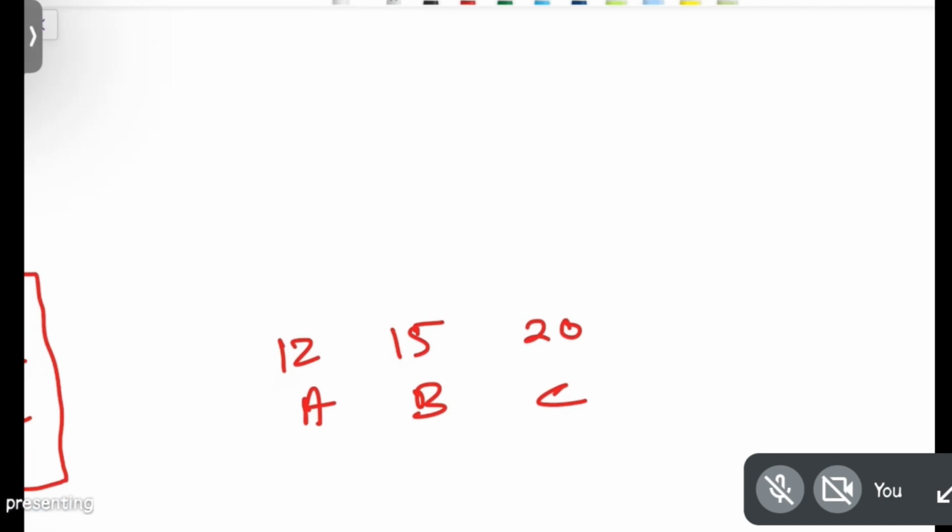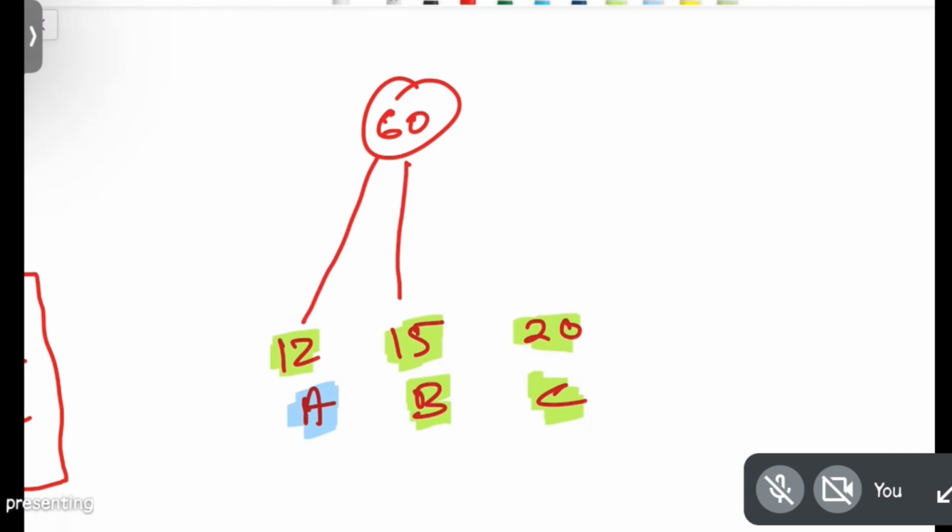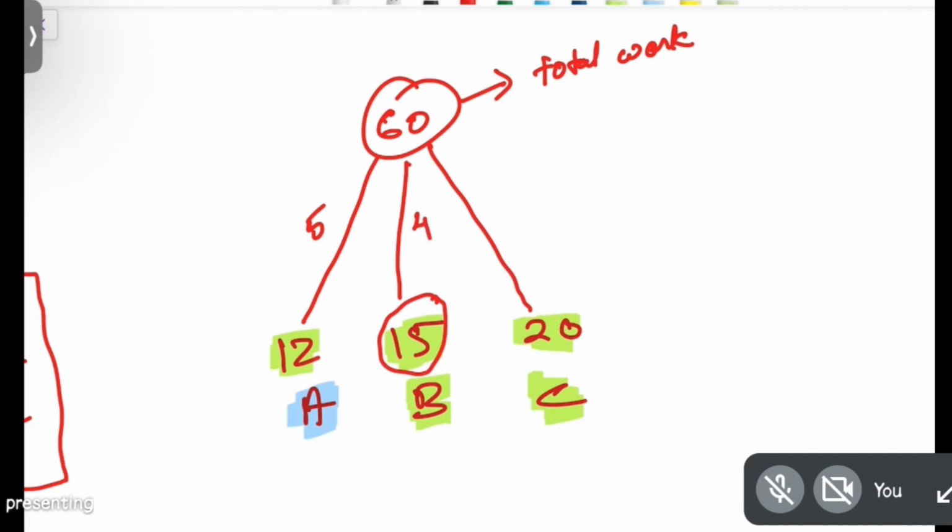Now A can complete a work in 12 days, B can complete a work in 15 days, C can complete the same work in 20 days. The LCM of these, we have seen earlier, is 60. We know that this LCM is the total work. Now 12 times how much is 60? 12 times 5. 15 times how much is 60? 15 times 4.